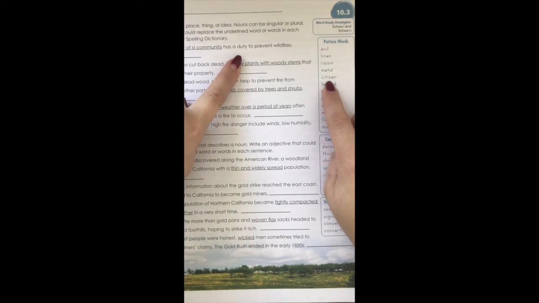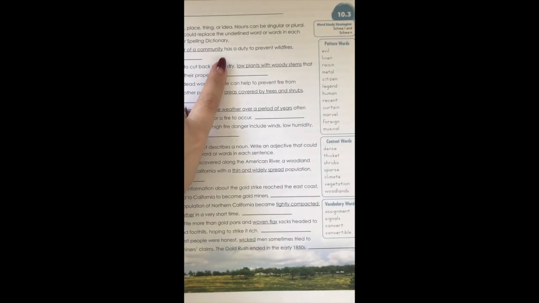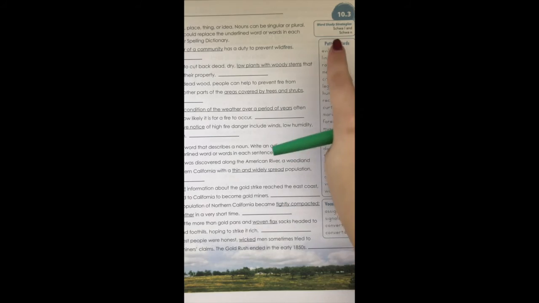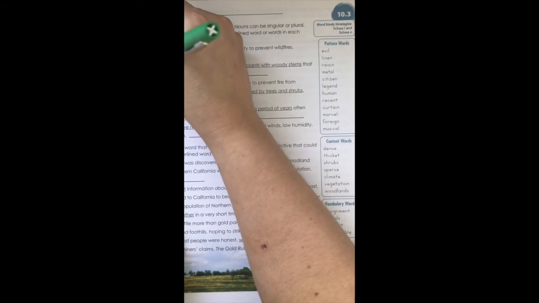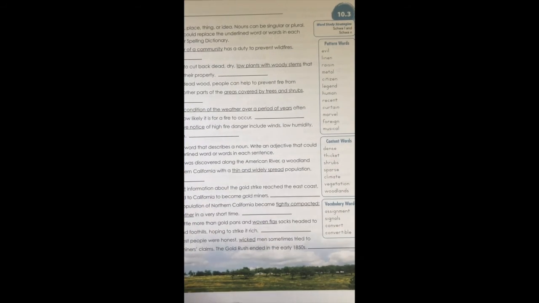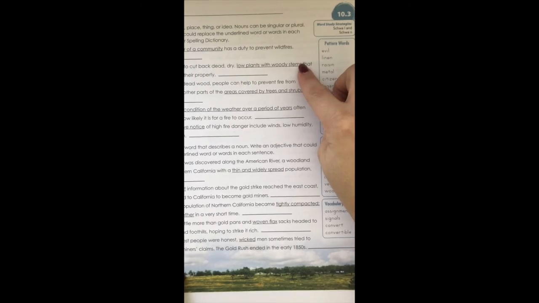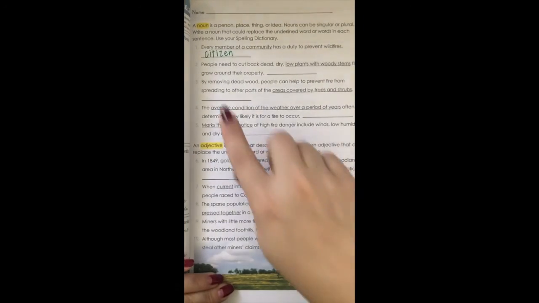So it says use your spelling dictionary, because if you're having a hard time identifying the words, you might have to go into the back of the book and take a look at some definitions to match them. So what I would do is try my best to pick out a few words that you think may replace them, and then look them up in the back of the book just to make sure.